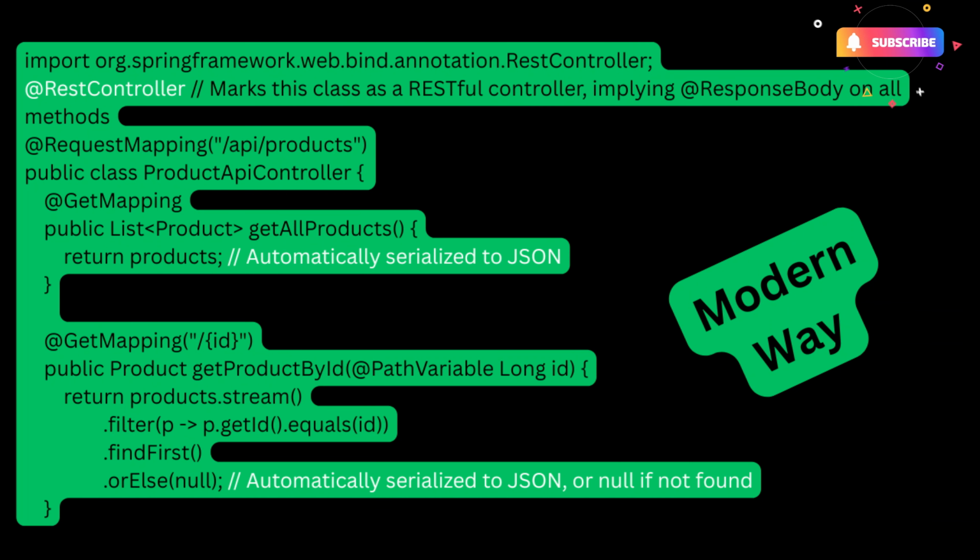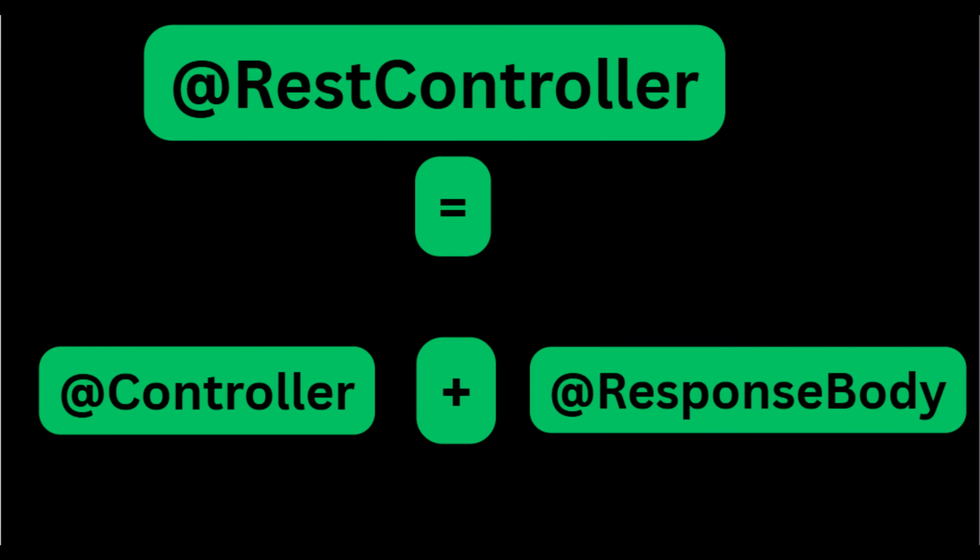What does that mean? You don't need to add @ResponseBody to each of these methods for them to return the HTTP response body. This annotation is available from Spring Framework 4 onwards. Whenever you are building a modern REST API with Spring Boot, where the front end needs JSON or XML data from the backend, you use this annotation, @RestController.